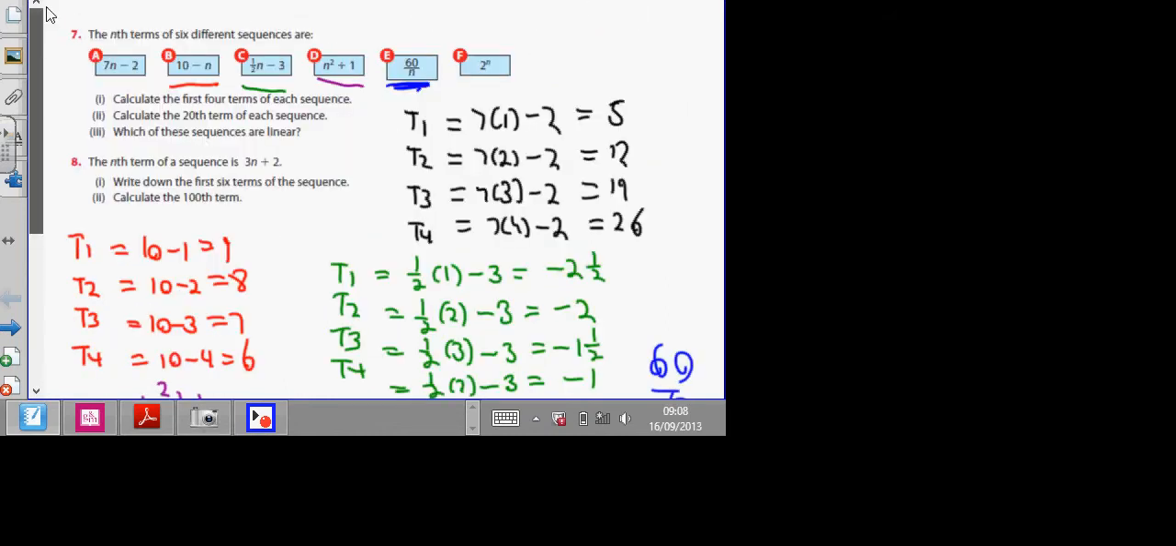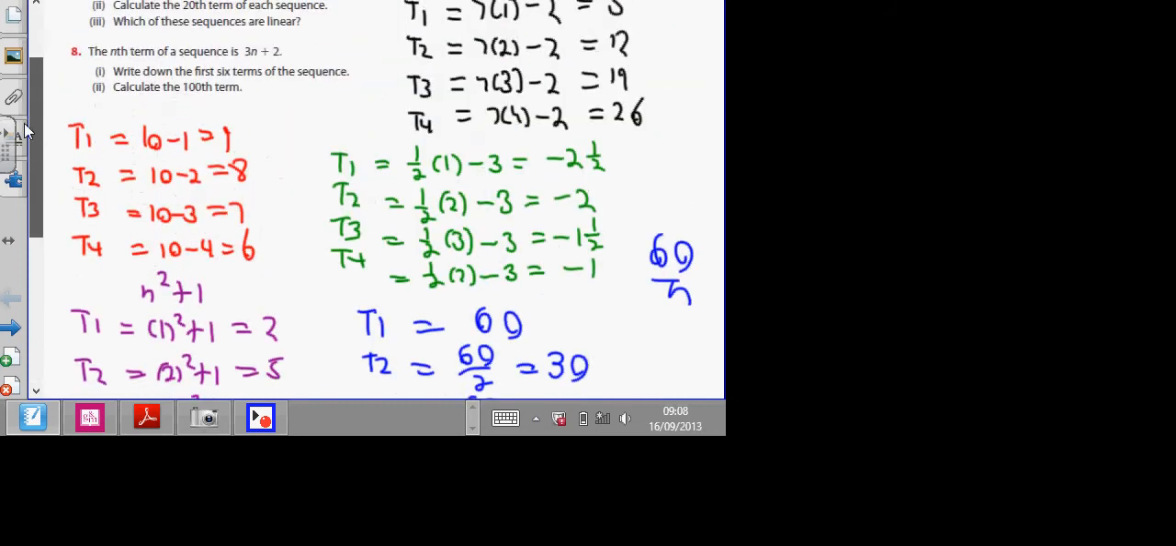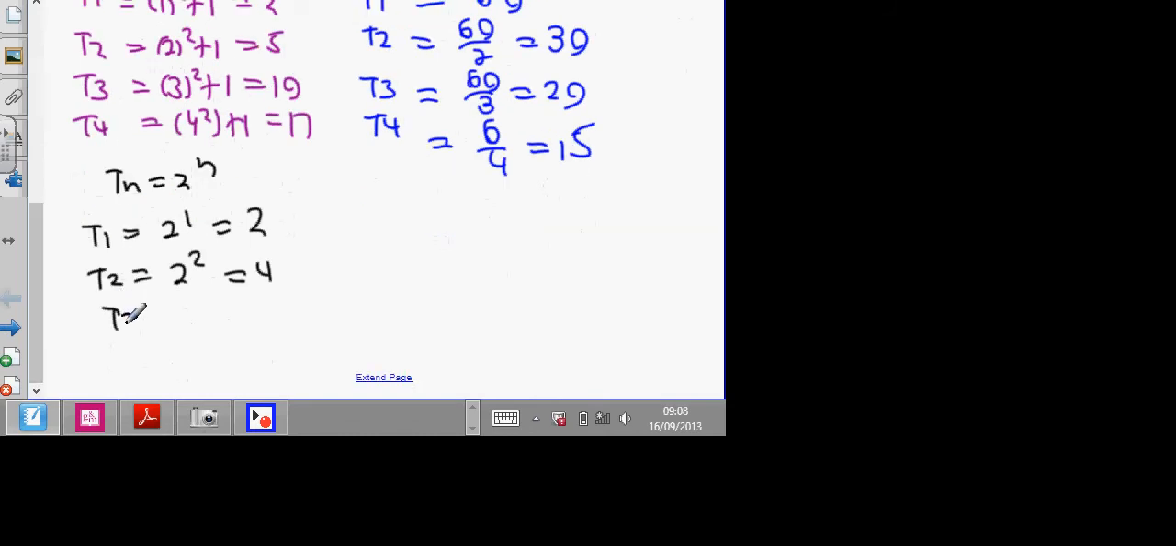Now, 2 to the power of n is the last one, and we'll do this one in black again. So Tn equals 2 to the power of n. First one is T1 equals 2 to the power of 1, which is 2. T2 equals 2 to the power of 2, which is 4. T3 is 2 to the power of 3, which is 8. And finally T4 is 2 to the power of 4, which is 16.